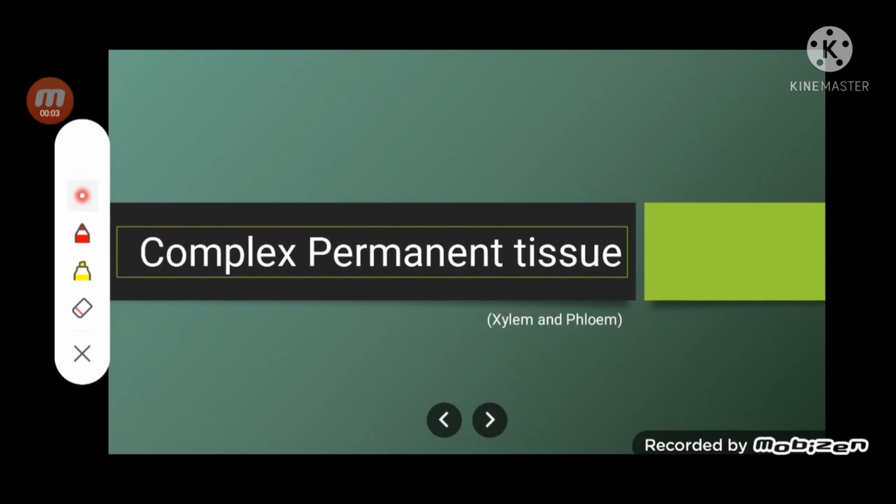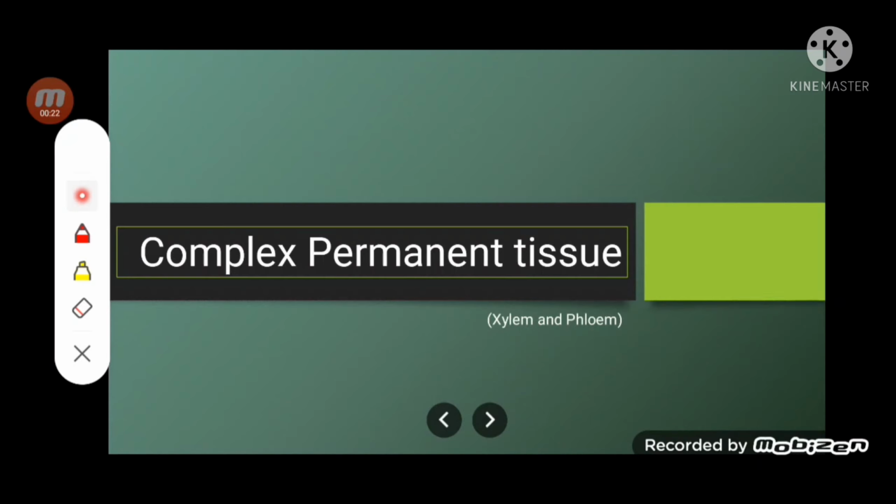In today's class, we are going to study complex permanent tissues. So, what are these complex permanent tissues? They are a kind of permanent tissue. And why are they called complex? Because they are made up of more than one type of cells.